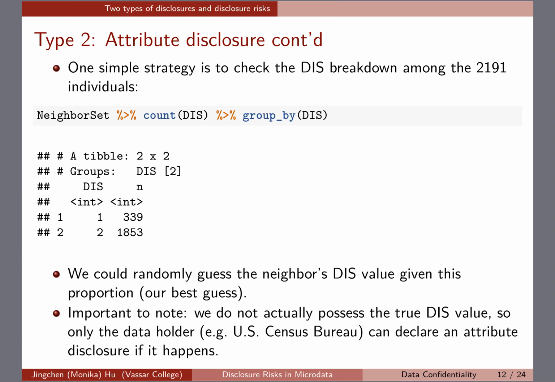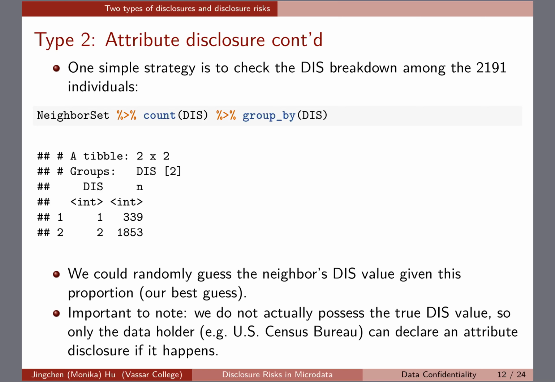But similar to what we were talking about earlier, related to Isaac's question, about that identification disclosure, we again do not actually possess the information. We don't know the neighbor's DIS value. Only the data holder in this case, ACS, which is collected and published by the U.S. Census Bureau, knows which record belongs to who, and then also, given that, the other sensitive information like DIS and many other things.